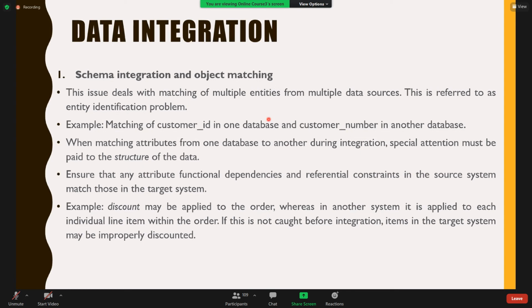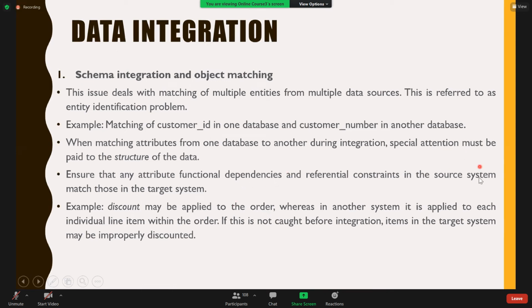So this is called entity identification problem, matching of multiple entities from multiple data sources, which is called as entity identification problem. And also, while matching the attributes from one database to another during this integration process, you must also pay special attention to the structure of the data. The structure of the data means here, there may be functional dependencies between the attributes and some differential constraints. So whatever the functional dependencies and differential constraints present in the source system, they must match with the target system.